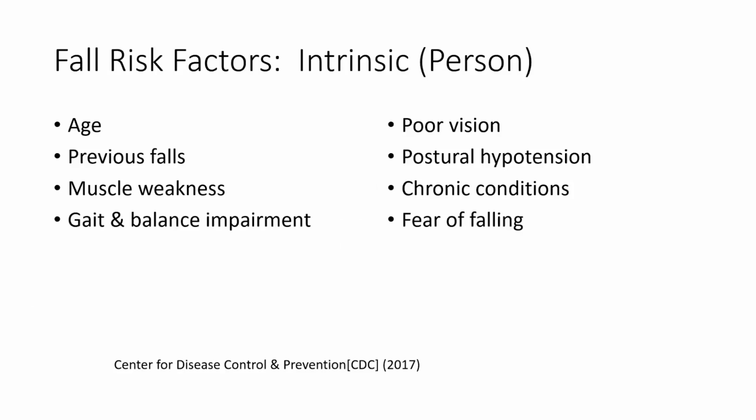Poor vision, her vision is good. Postural hypotension, that might be indicated in Virginia's case periodically. But we know that for her, it's lower blood sugars that happen. And chronic conditions, which she has, and fear of falling. And she has a little bit of that, not too bad.